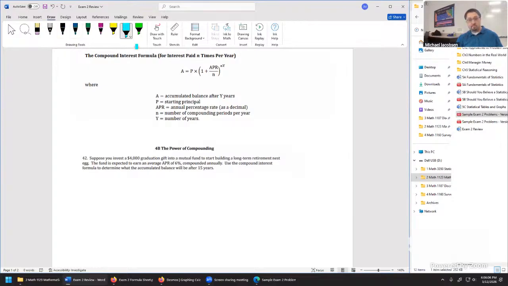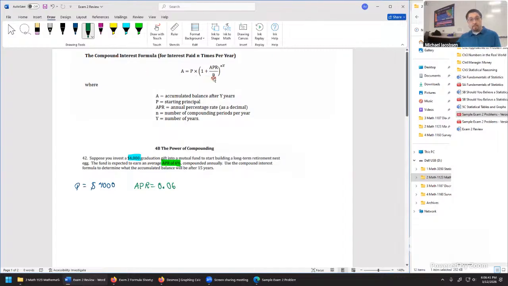So first thing we want to do is, this is kind of like a statistics problem, we dissect the context. We want to determine what the principal amount is, the initial investment. That's going to be the entire $4,000 graduation gift. We also need to determine what is the interest rate, the annual percentage rate. And that's this portion right here, 6%. Written as a decimal, so 0.06.